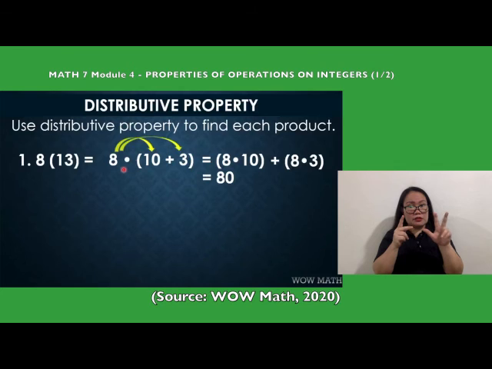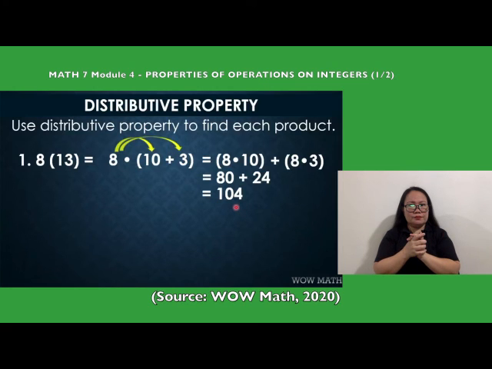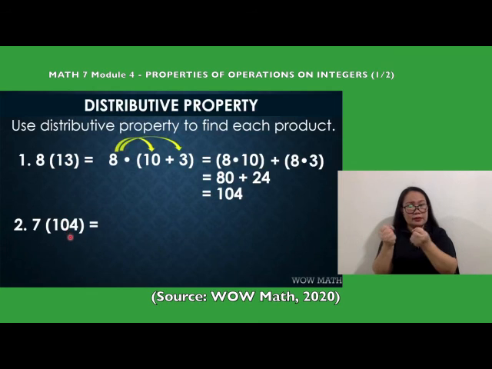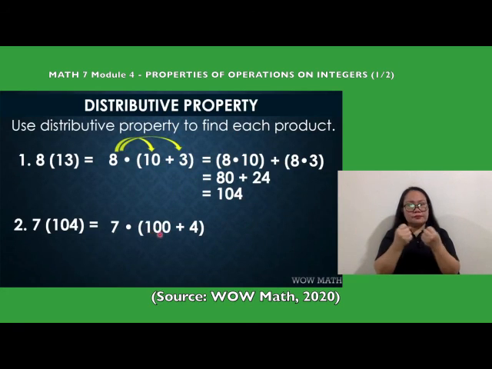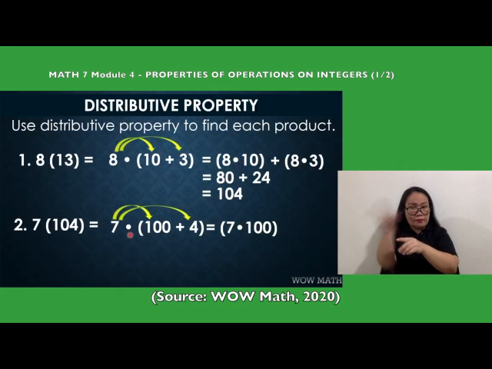Okay, let's solve. So, 8 times 10, that is 80. Plus, 8 times 3, that is 24. Let us add. So, that is 104. So, 8 times 13 is equal to 104. Another example. So, pwede natin i-apply ang distributive property dito. If you cannot solve, or if you cannot multiply numbers mentally, pwede naman. Okay, so 7 times 100 plus 4, since 100 plus 4 is 104. So we have 7 times 100 and 7 times 4.